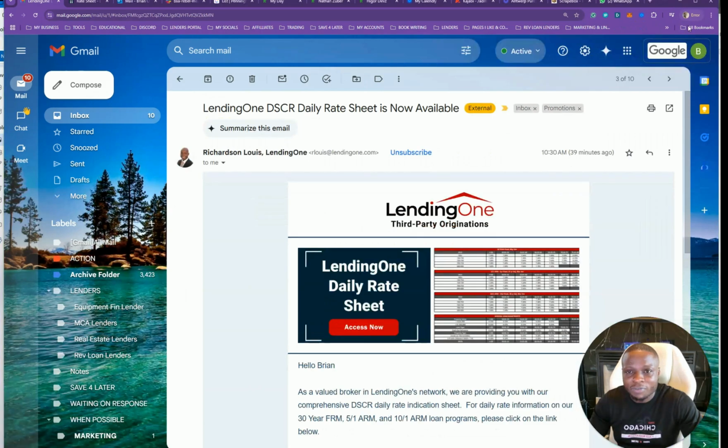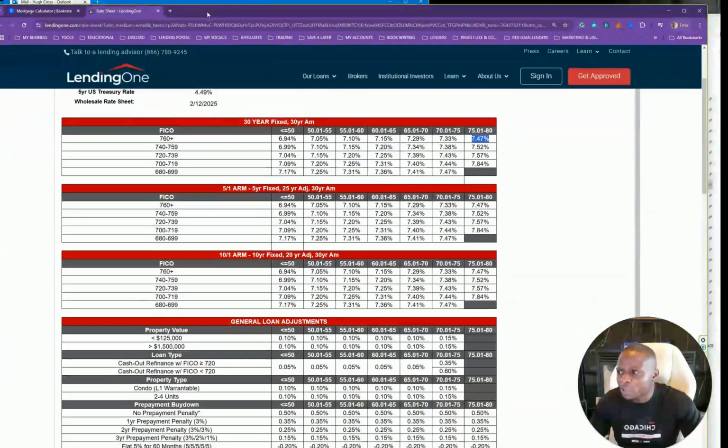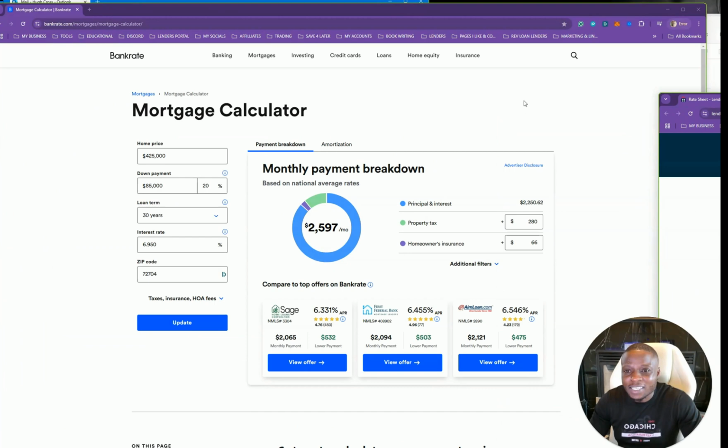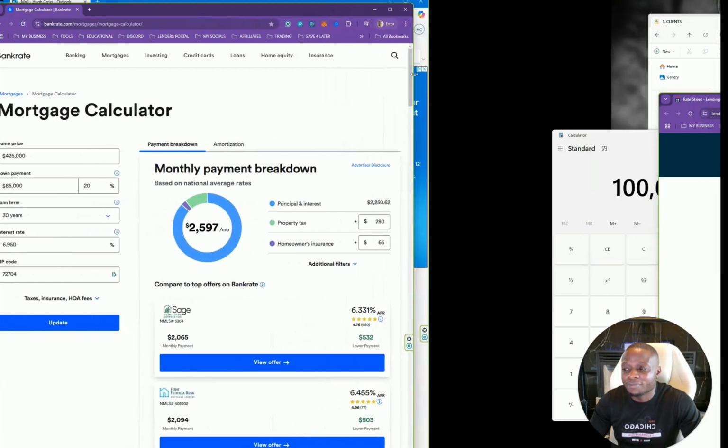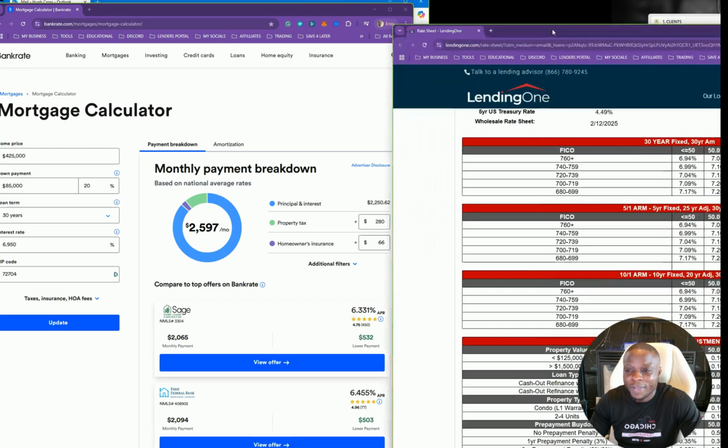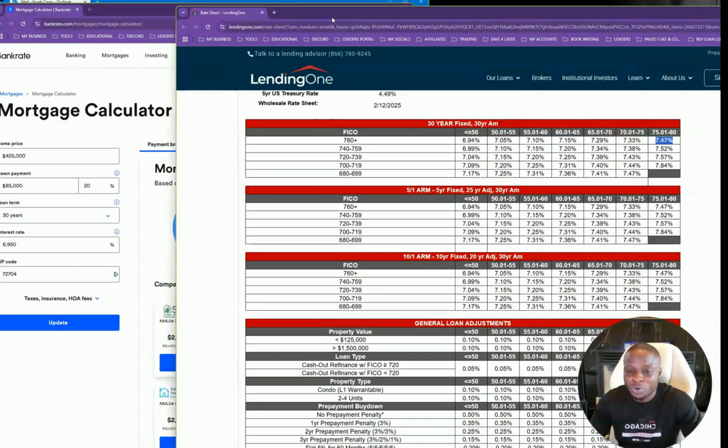So you guys can have an idea of how you can quickly price out a loan, because especially when it comes to real estate, speed is everything, man. You will lose a client fast when you're not moving fast enough. So you got to be very fast with the way you quote stuff.